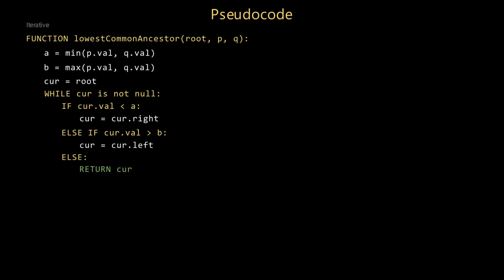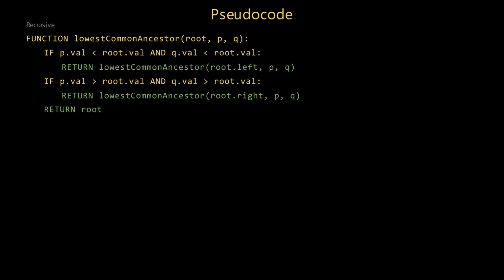Iterative version, set A to the smaller key and B to the larger, then walk a single pointer from the root. If the current value is below both targets, go right, if above both, go left, otherwise you are at the lowest common ancestor, so return that node. Constant extra space.